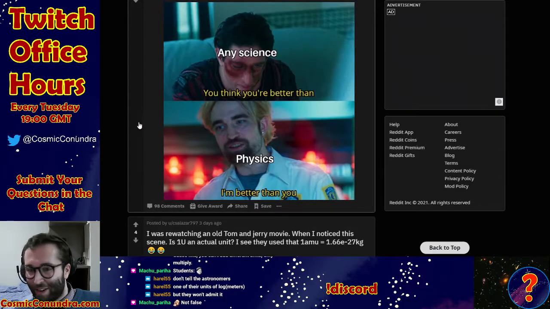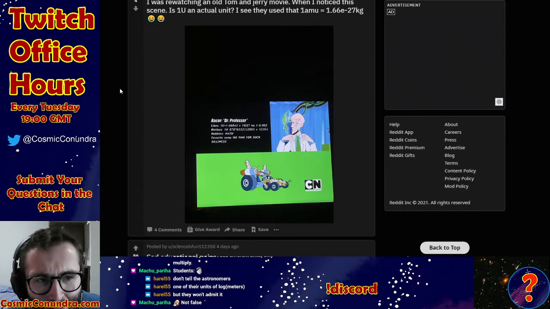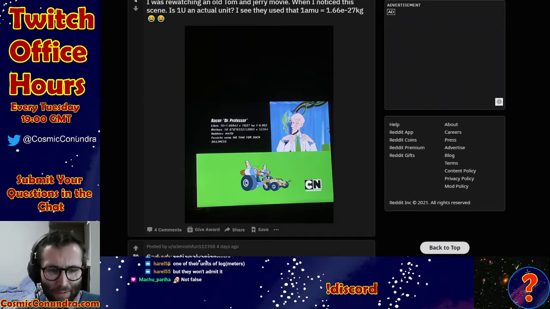Also, yeah, I agree, not false. I was rewatching an old Tom and Jerry movie when I noticed this scene. Is 1U an actual unit? I see that they're using 1 AMU equals 1.66. Oh yeah. The professor in this thing just likes the fact that an atomic mass unit is given by that. Dislikes 1U, and then I can't even read that number. Huh. Anyway.